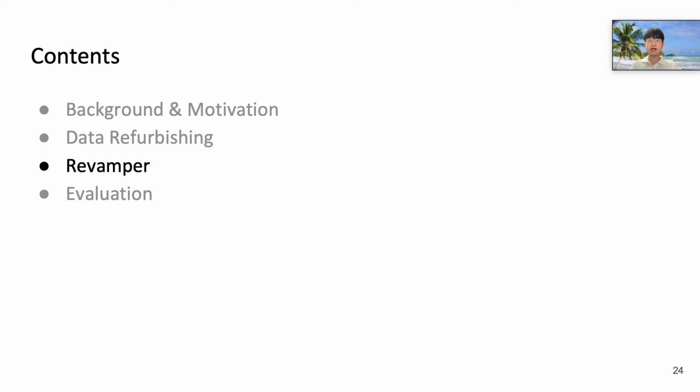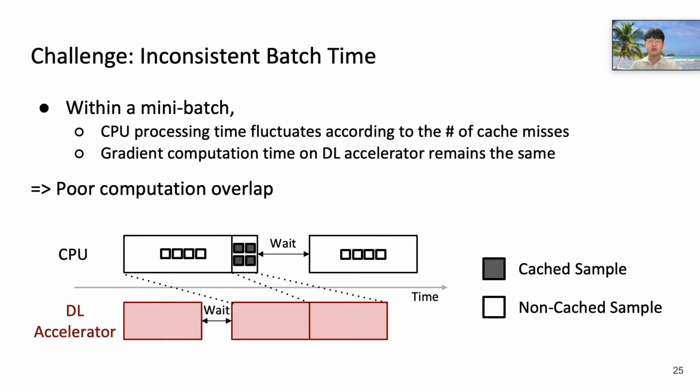Now, we explain how we realize the data refurbishing through our new data loading system, Revamper. The challenge in realizing data refurbishing is that the actual throughput gain can be limited due to poor computation overlap between CPU and their accelerators. This happens because CPU processing time may fluctuate according to the number of cache misses, whereas gradient computation time on the DL accelerator remains almost the same.